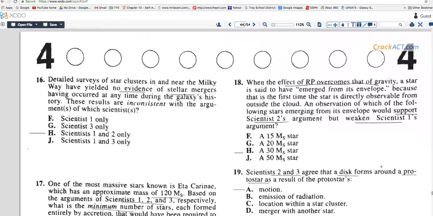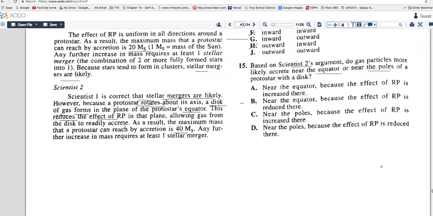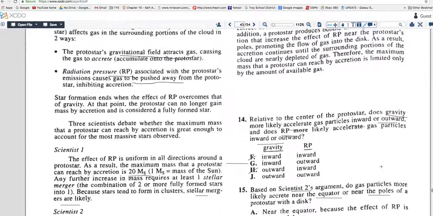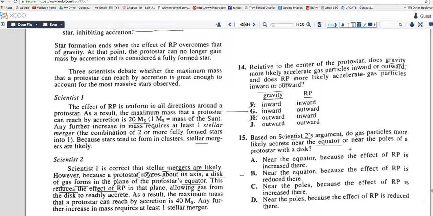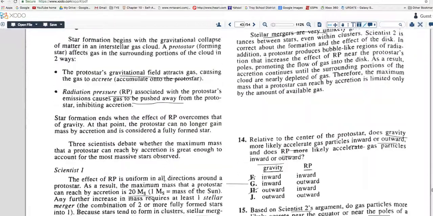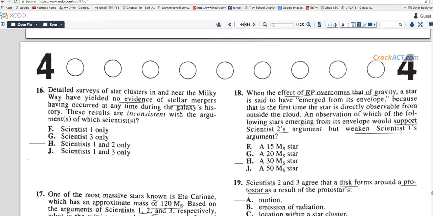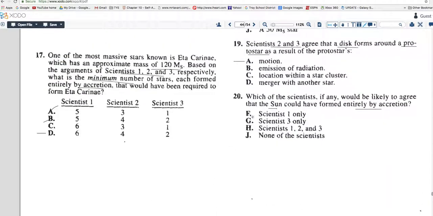Okay, so how do we do this one? Adding onto the star. Okay. Well, you don't even need to know the definition of accretion to answer this. So just read through whatever they say. Let's think. Okay, so one ms equals the mass of the sun. So when I say 1 ms equals the mass of the sun, that means there's at least one sun, right? And here there's at least one sun, and here what is it? That's all you need to know. 1 and 2, right here. If it has to be 1 and 2, it has to be H, so we know it has to be scientist 3 as well.